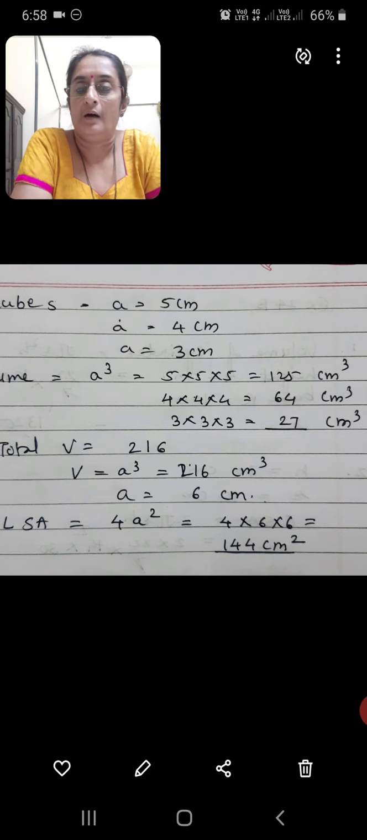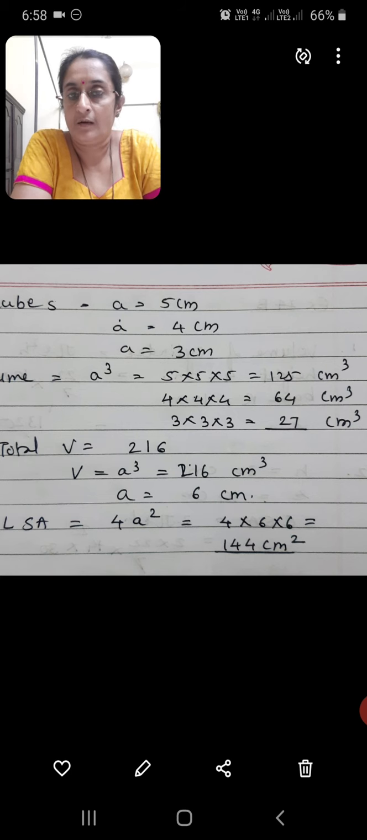Fine. Now you have to find out the lateral surface area of this new cube. So to find out lateral surface area, we have to use the 4a square formula. 4 into the new side, 6 into 6, that gives you 144 centimeter square.